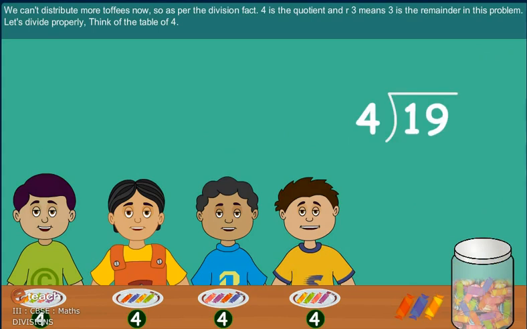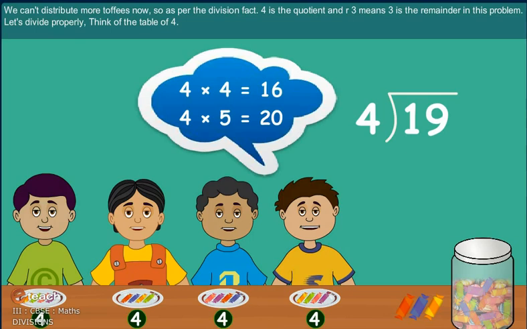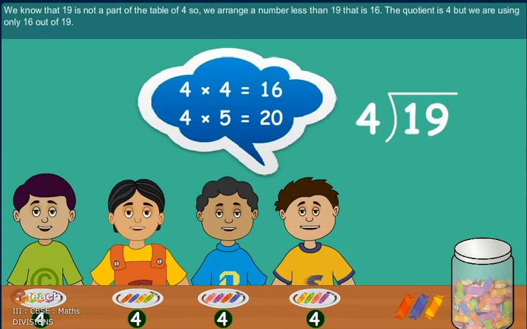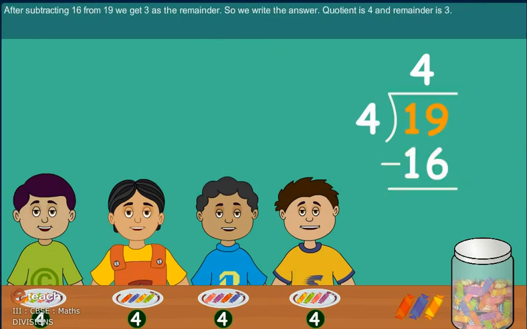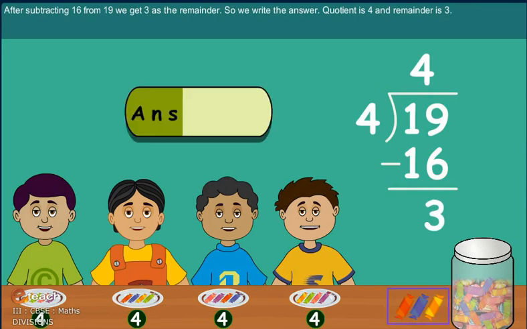Let's divide properly. Think of the table of 4. We know that 19 is not part of the table of 4. So, we take a number less than 19, that is 16. The quotient is 4, and we subtract 16 from 19. After subtracting 16 from 19, we get 3 as the remainder. So, we write the answer: quotient is 4 and remainder is 3.